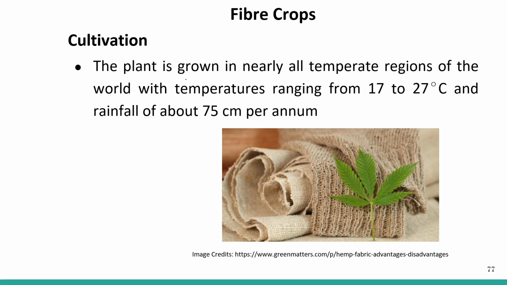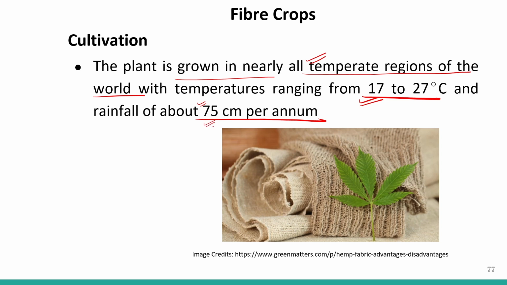Cultivation. The plant is grown in nearly all temperate regions of the world. The temperature ranges from 17 to 27 degrees centigrade, and the rainfall is quite less compared to the other crop that we have just studied, that is 75 centimeter per annum.